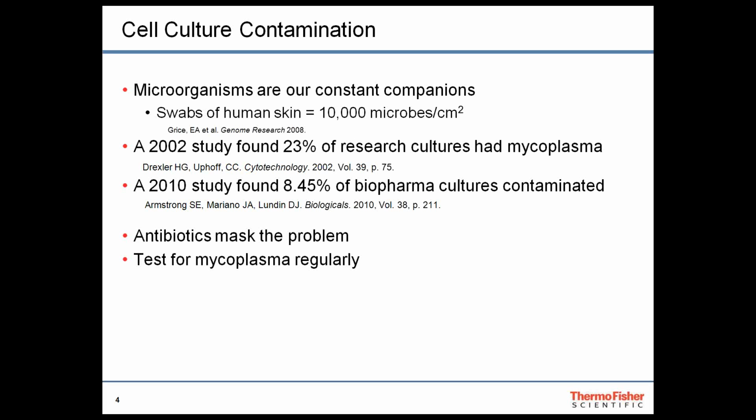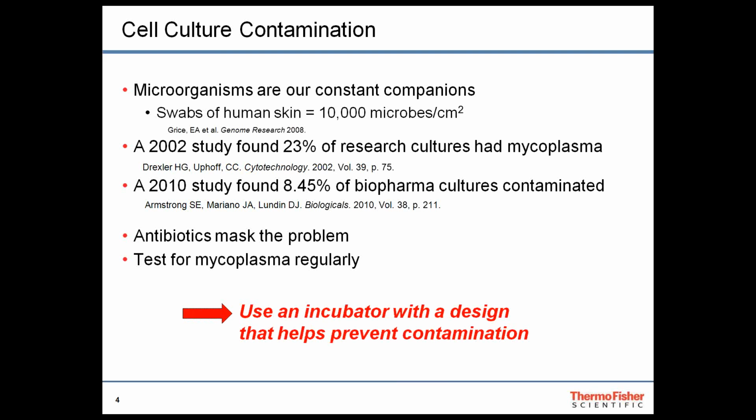And in line with that, a study from 2002 found 23% of research lab cultures carried Mycoplasma, but that's not limited to academia, as a study from about a year and a half ago found 8.5% of biotechnology and pharmaceutical cultures were contaminated. And since these were from companies that routinely test, the real numbers are likely even higher. So antibiotics, when you routinely use them, actually mask the problem by hiding low-level infections, and they do not work against Mycoplasma. So it turns out that labs that routinely test for Mycoplasma contamination have the lowest incidence, because the problem can be isolated and eliminated before it spreads.